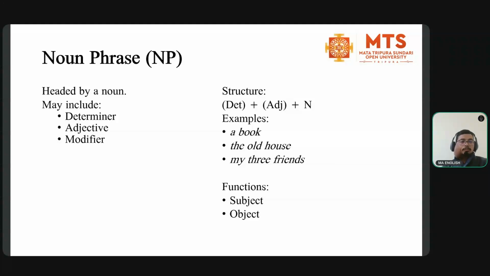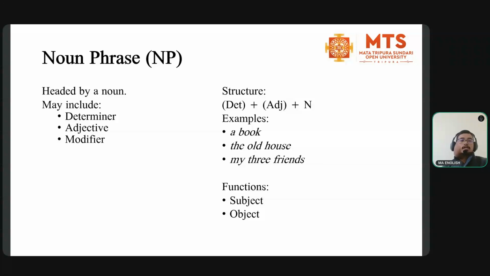Noun phrases perform important functions in a sentence. They usually act as the subject of the sentence or the object of the verb. For example, the boy is running. Here, the noun phrase functions as a subject. And she bought a new car. Here, the noun phrase functions as an object, a new car, right? So understanding noun phrases helps us understand who or what the sentence is about.